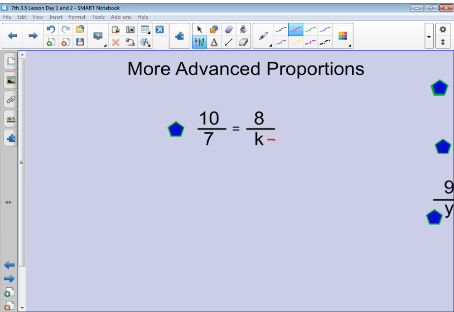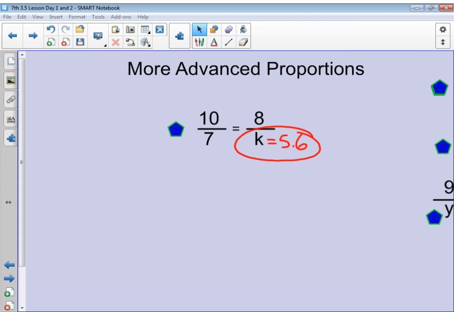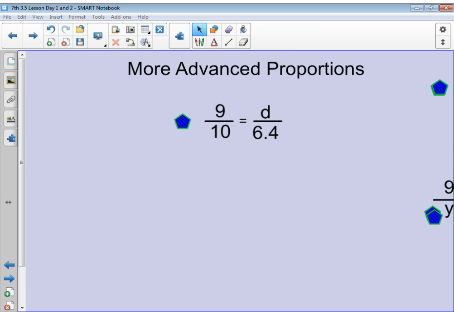You should have gotten K equals 5.6 for this one. And the last one here, we've got 9/10 is equal to D over 6.4. So go ahead and solve through that one.